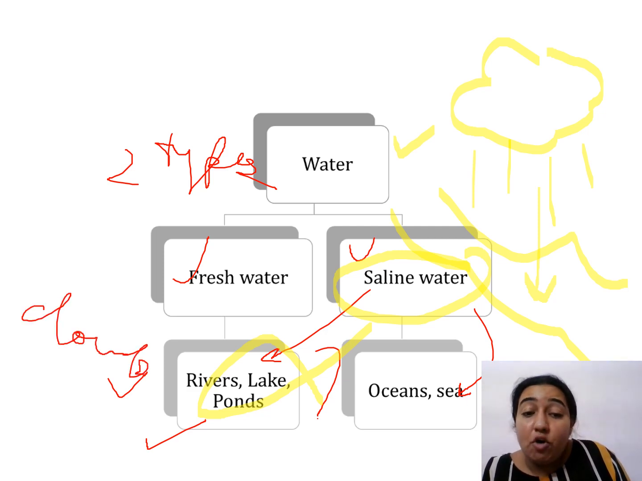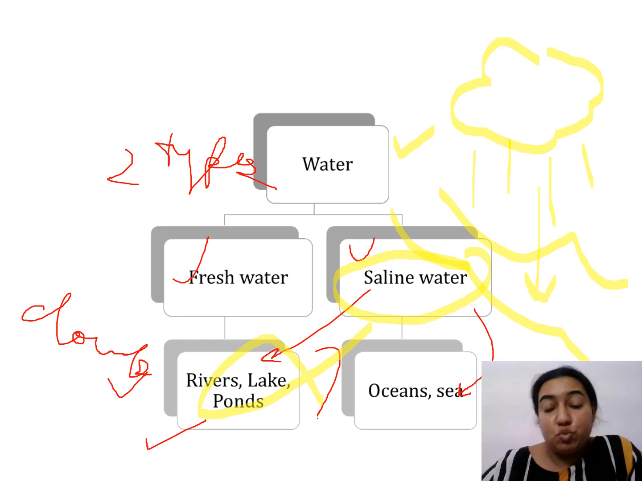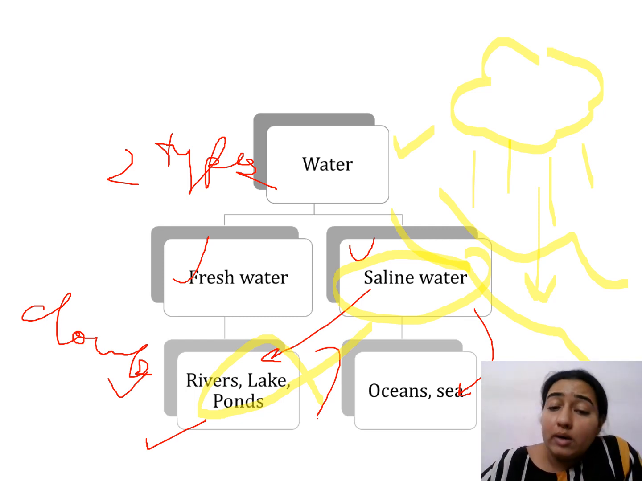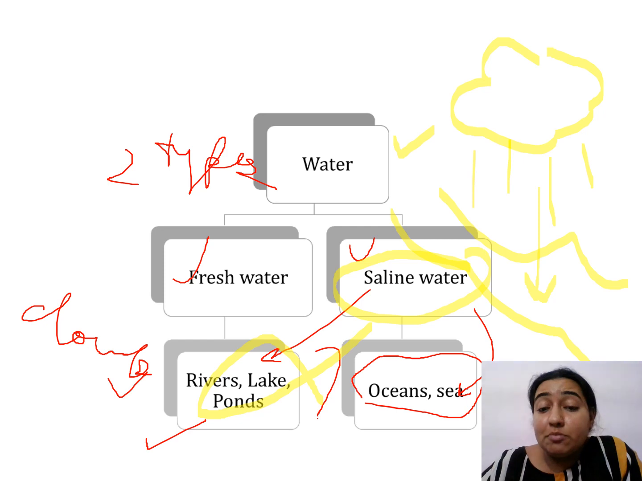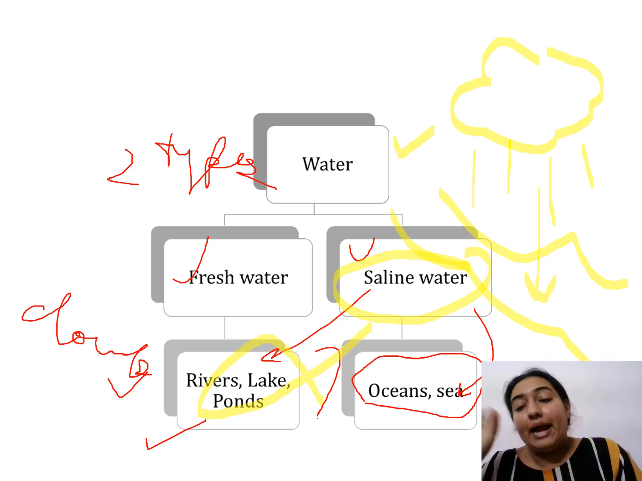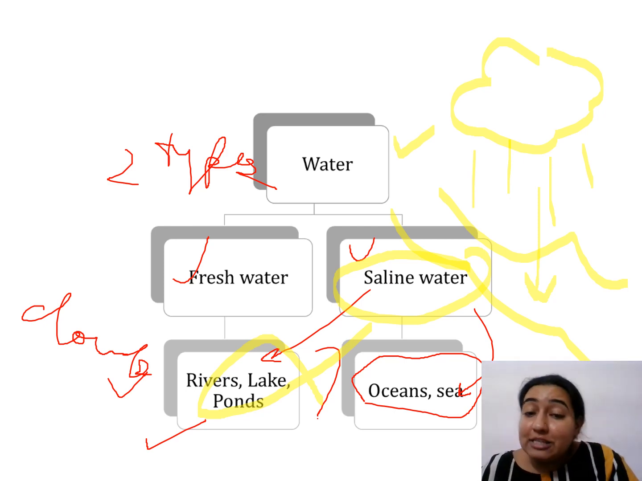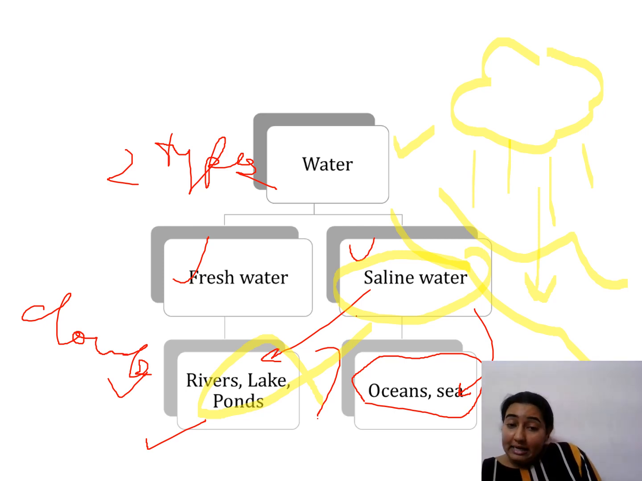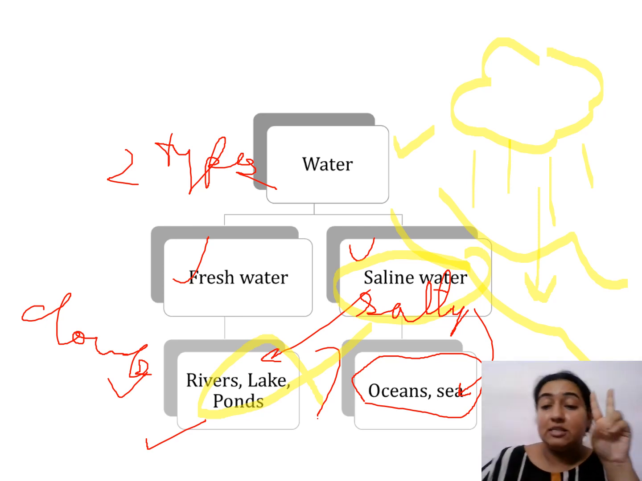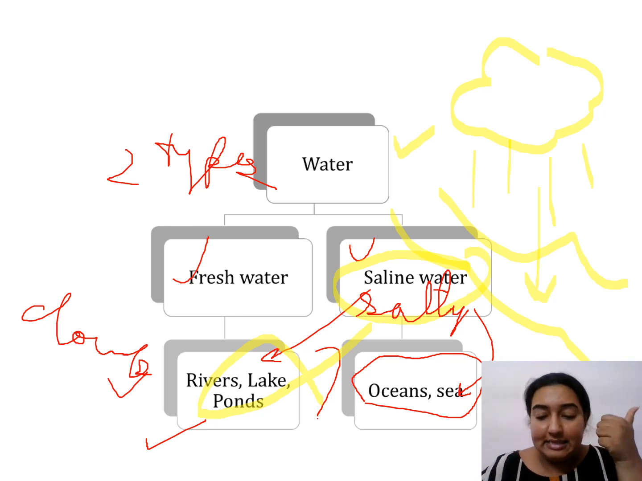Now saline water is not the same as fresh water, because water has been in the oceans and seas for a very long time. I know that rain is coming and forming those oceans, but still the majority of water is in the oceans and that becomes very salty. Due to its salty nature, it is known as saline water. So these are the two types of water, fresh water and saline water.